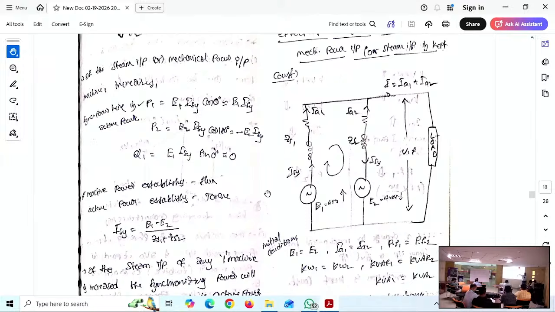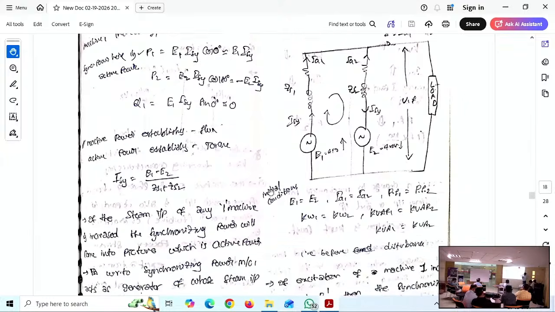IA1 is drawn by the armature 1 of alternator 1, IA2 by the armature 2 of alternator 2. Together they are delivering a load current as IA1 plus IA2. That depends on the load, how much load we are connecting and the type of load also. Now what will happen? Ideally, as in the previous case, E1 is equal to E2, 400 say, and IA1, IA2 are all equal.